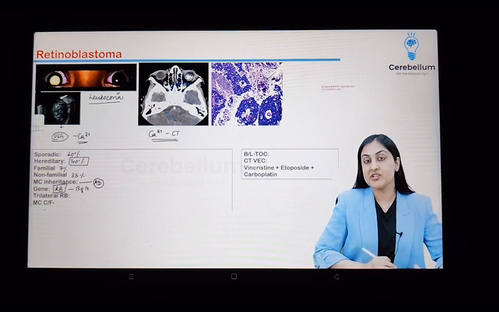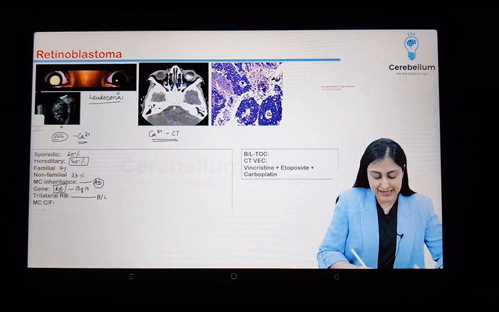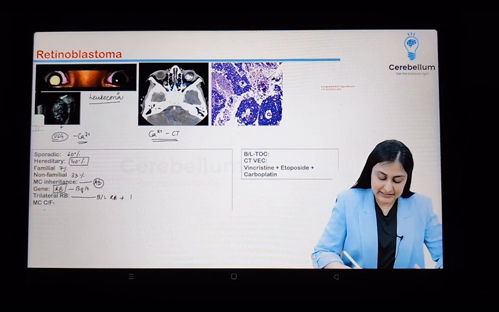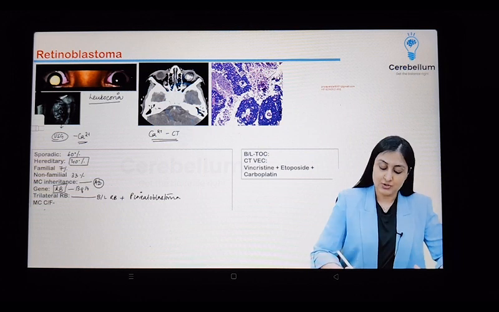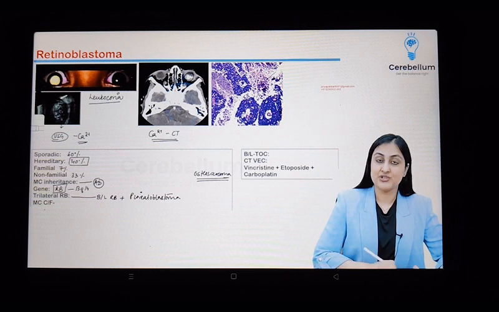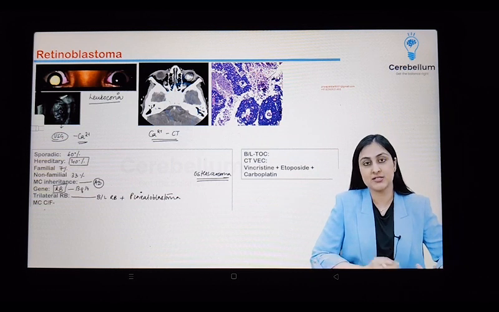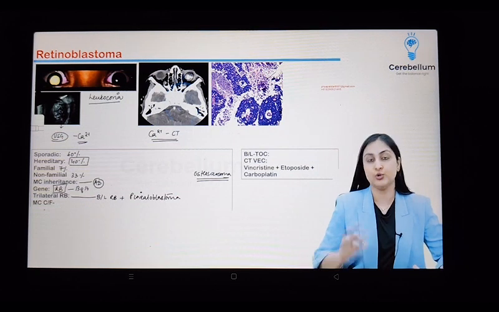Yeah. What is trilateral RB? Trilateral RB is obviously bilateral retinoblastoma with pinealoblastoma. Okay, so pinealoblastoma is trilateral RB. Other commonly associated tumor is osteosarcoma because it is also related to RB gene mutation, and I'm sure you know the Knudson's two-hit hypothesis, which is related to RB.